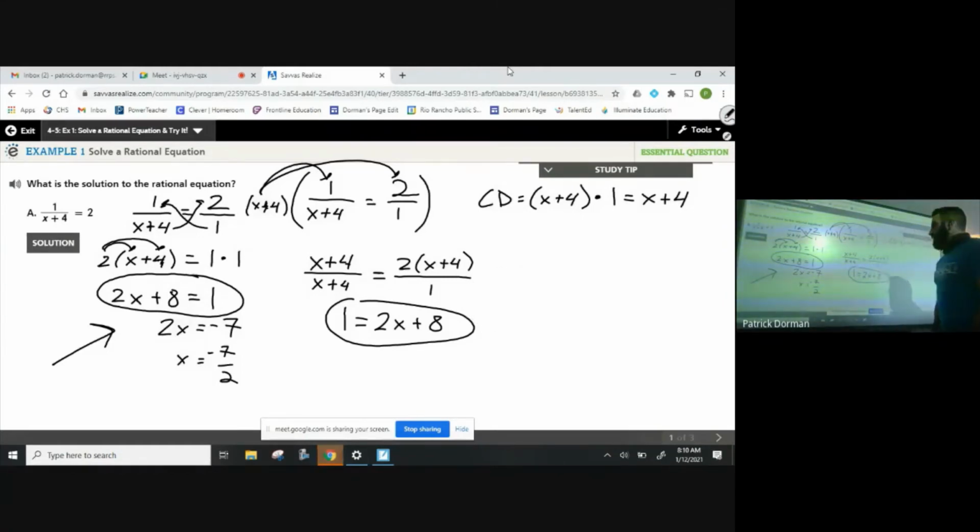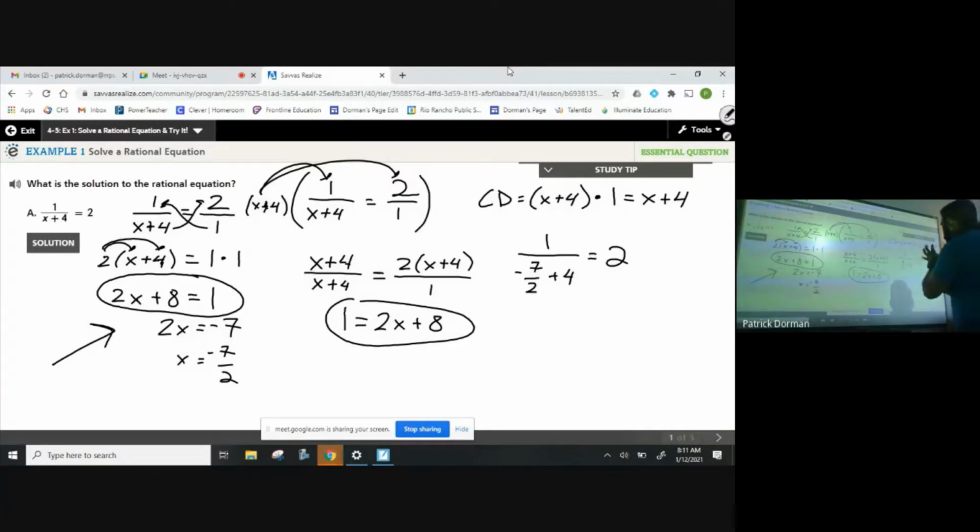Now, whenever we're solving rational equations, we've got to check. Remember back in Algebra 1, you would take your original equation and you would substitute in your answer to make sure that your answer was correct. You could check it by substituting your value in for x.